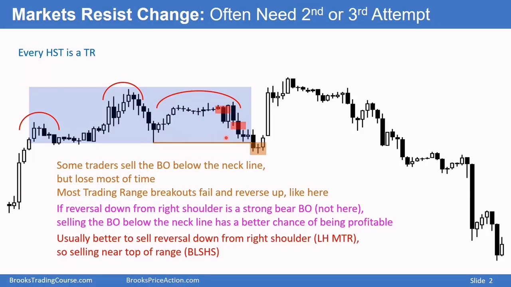Selling on a breakout below the bottom of the range is a low probability bet because most trading range breakouts fail. If you're looking to short, once the market has a possible left shoulder, possible head, and then a rally, it's usually better to short on the reversal down from that rally, the right shoulder, than it is to sell on a breakout below the bottom of the range. You have a better chance of making money.